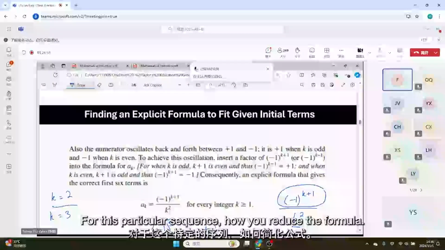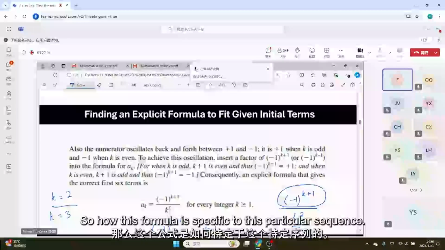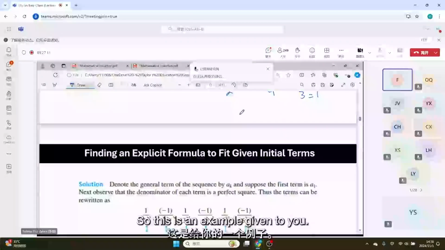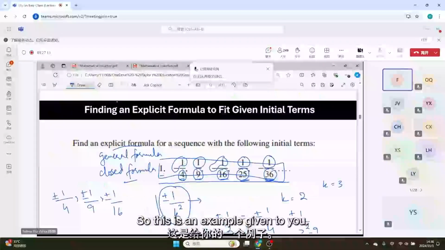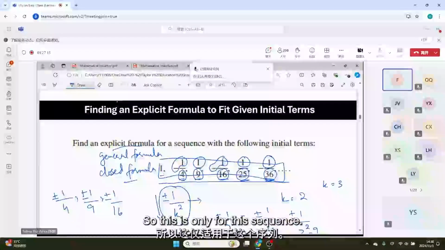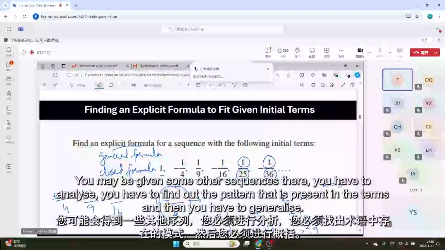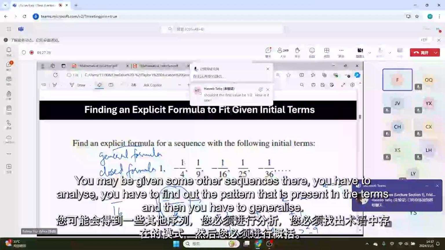For this particular sequence, this is how you deduce the formula. So this formula is specific to this particular sequence. This is an example given to you, so it is only for this sequence. You may be given some other sequences, and there you have to analyze and find out the pattern that is present in the terms, and then you have to generalize.